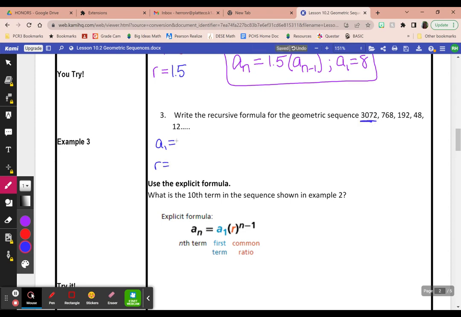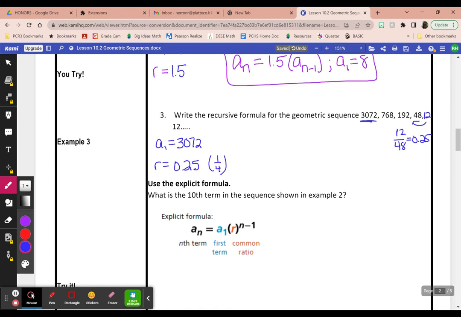A sub 1 is your first term, so 3072, and your ratio you're going to get by dividing. So I'm going to move this guy up here. This would be a 12, right? So 12 divided by 48. 12 over 48 equals 0.25. So my ratio is 0.25, or you could put 1/4 if you wanted to have that, okay?